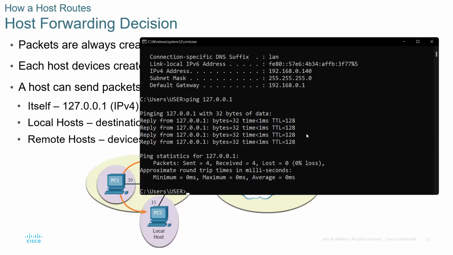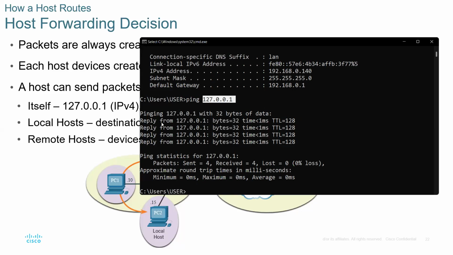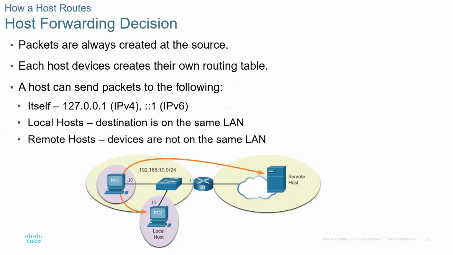But what is this telling me? It's telling me that whether I'm connected to a network or not, this IP address will always reply, because that is a loopback address. Each host device creates its own routing table to include itself, which is this. For IPv6, this is the loopback address. Every host has a destination of its own LAN, and devices not on the same LAN are called remote hosts.